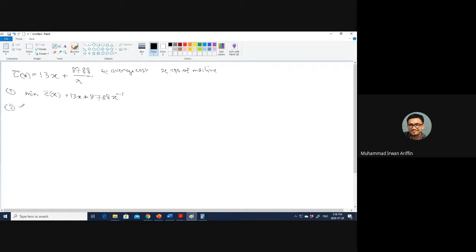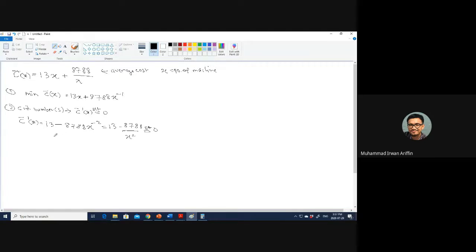Now, step number 2, we need to find the critical numbers. So what are the critical numbers? Basically, we need to find the first derivative and set it equal to 0. So from here, what is our C prime bar of X? It would be 13, and then we have negative here, so minus 8,788 X to the power of -2. This is basically 8,788 by X square, and we set it equal to 0. And then we can solve this.